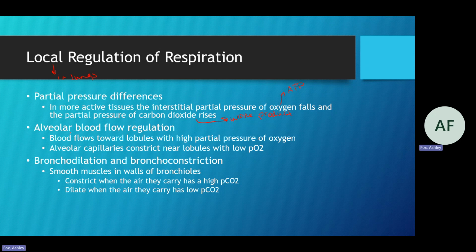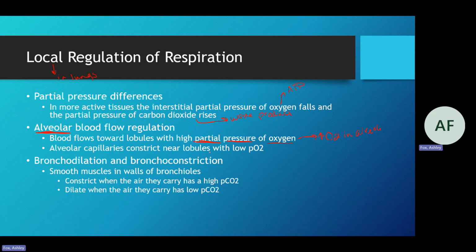So around the alveoli there are capillaries to supply the tissues of the alveoli. So you regulate blood flow there. Blood flows towards the lobules that have higher partial pressure of oxygen. Well, this means that there's more oxygen coming into those alveoli. Then if there's more oxygen in the alveoli, we can have more blood flow there, more hemoglobin, more red blood cells that can pick up that oxygen to be used.